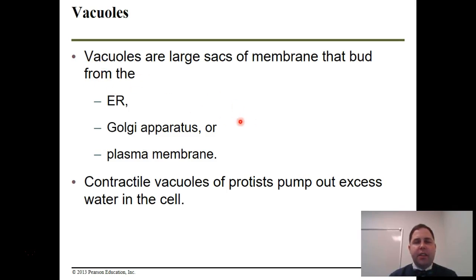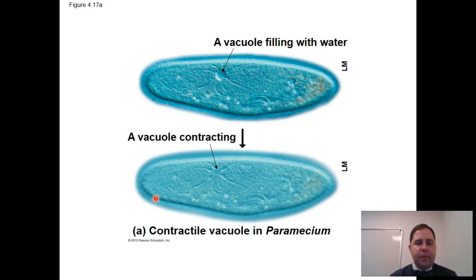Vacuoles are just large sacs of membrane that bud from the ER, Golgi, or plasma membrane. Vacuoles and vesicles are quite similar structurally. Vacuoles just tend to be larger vesicles that can store stuff. We're not going to worry too much about contractile vacuoles, but some organisms need a vacuole that can collect a lot of water and pump it out to make sure that that cell doesn't have too much water. Here's an example of it here. Don't worry about that too much. Just know that a vacuole is a big membrane sac that can hold something.